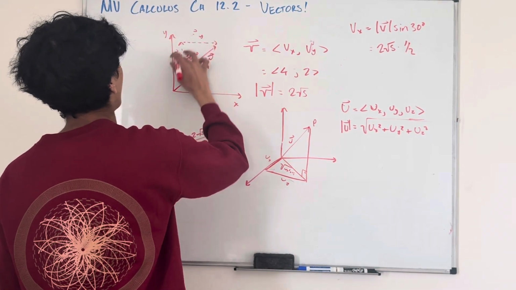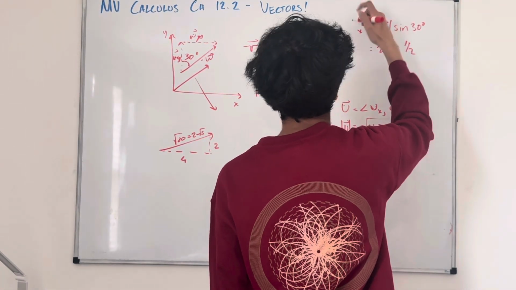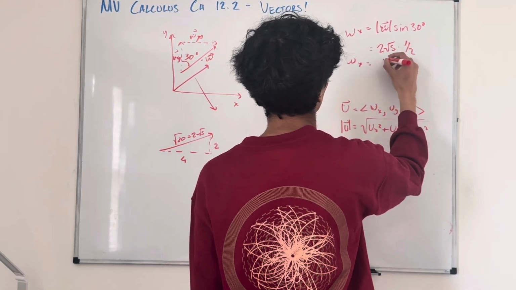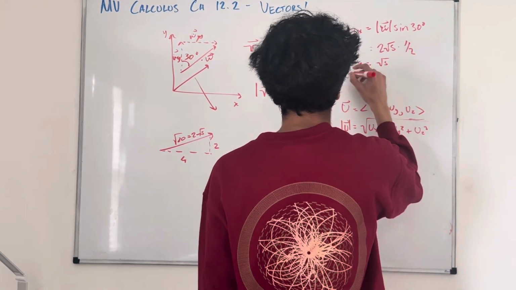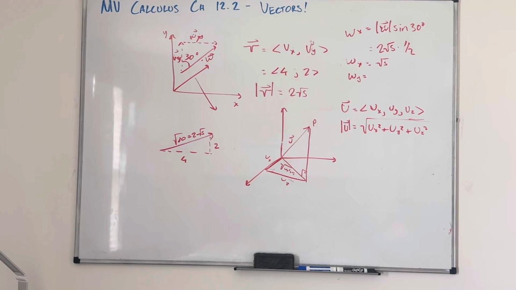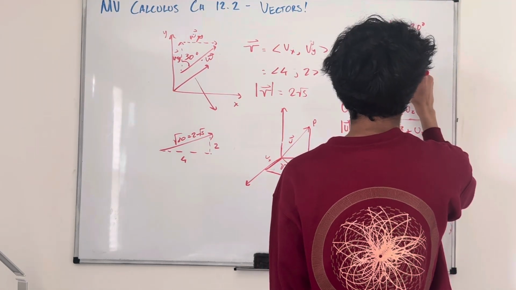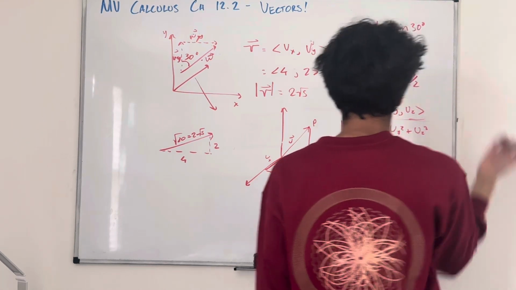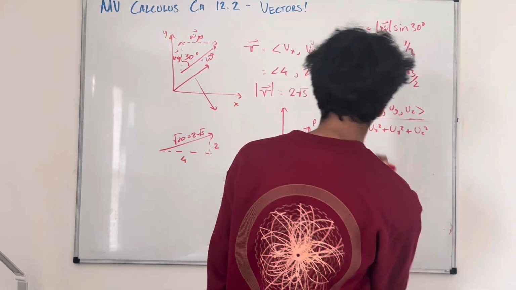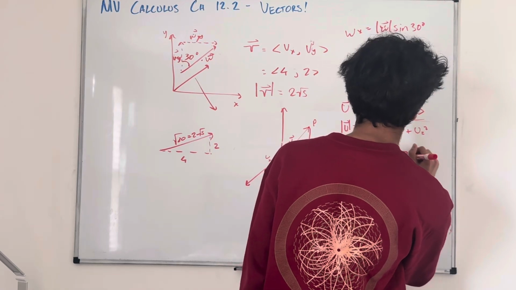If you knew the magnitude of w is 2 root 5, and I know the angle is 30 degrees, I know wx is going to equal root 5, and then wy would be 2 root 5 cosine 30 degrees, which is root 3 over 2. So times root 3 over 2, which is going to equal root 15. So I know w is then defined as root 5 and root 15.